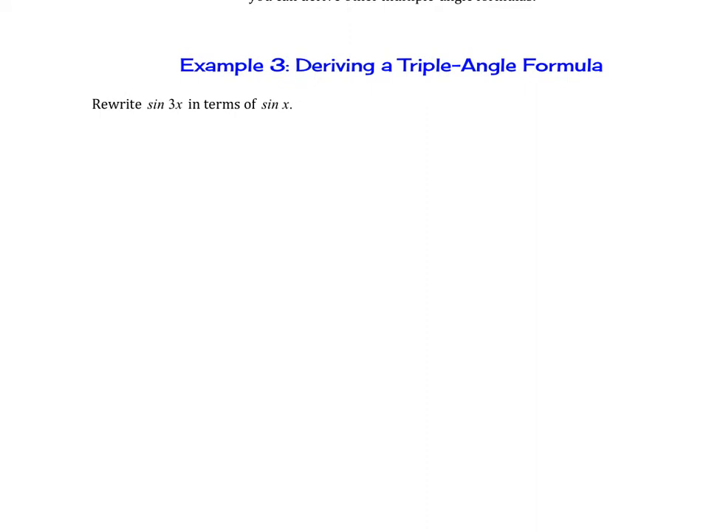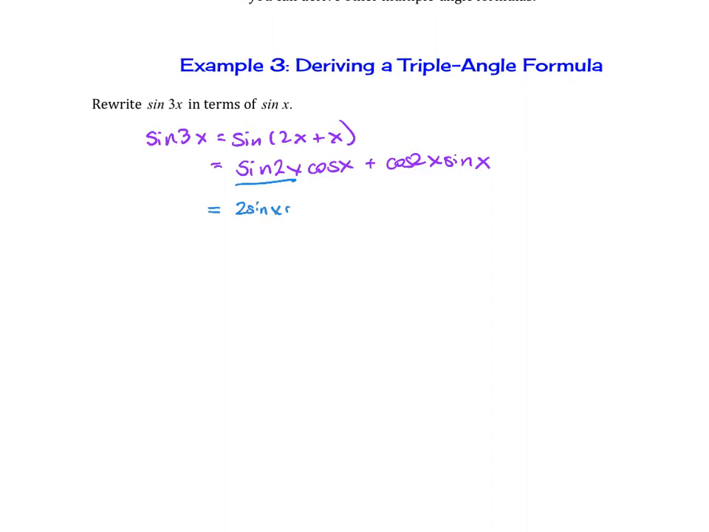So what we're going to start with is we can write sine of 3x as sine of 2x plus x. Then, using our sum formula for sine, we can say sine of 2x times cosine of x plus cosine of 2x times sine of x. So sine of 2x, we know that formula, and so that is 2 sine of x cosine x. Then we have our cosine x plus, and then cosine of 2x.